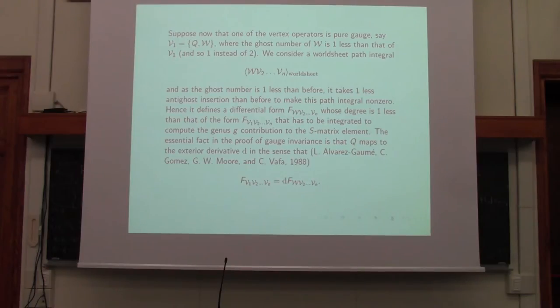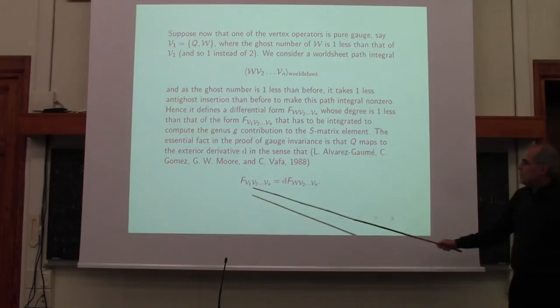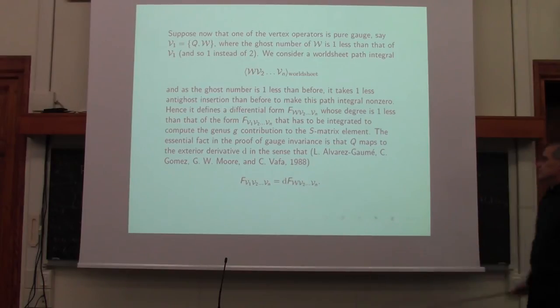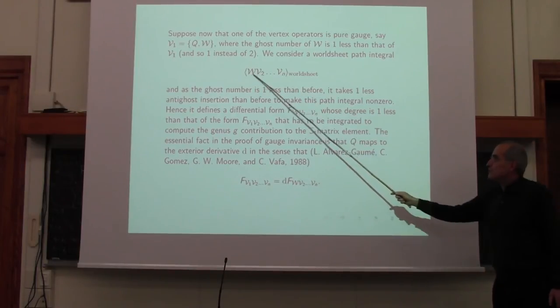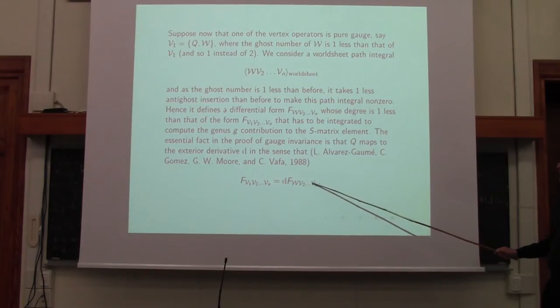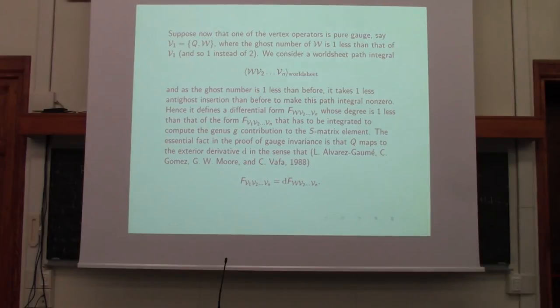Now, the essential fact in the proof of gauge invariance is that the BRST operator Q maps to the exterior derivative, in the sense that the form made by inserting Q of something is d of the form gotten by inserting that something. In other words, here's a form whose degree is too low by 1. It's actually not closed. d of it gives Q, the BRST operator, acting on these things here. But by hypothesis, the V's were all annihilated by Q, but Q of W was V1. So this formula is the link between the exterior derivative on the moduli space and the BRST operator. This link is the essential fact in the proof of gauge invariance for massive null vectors.